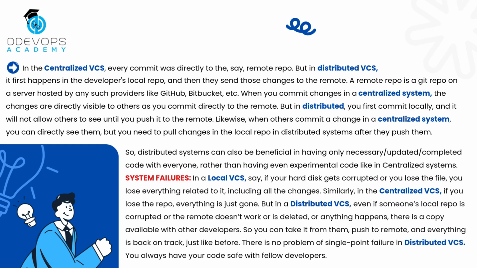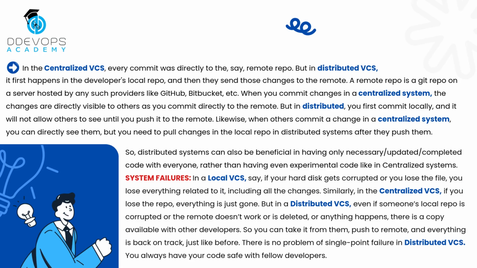Likewise, when others commit a change in a centralized system, you can directly see them, but you need to pull changes into the local repo in distributed systems after they push them. So, distributed systems can also be beneficial in having only necessary, completed code with everyone, rather than having even experimental code like in centralized systems.